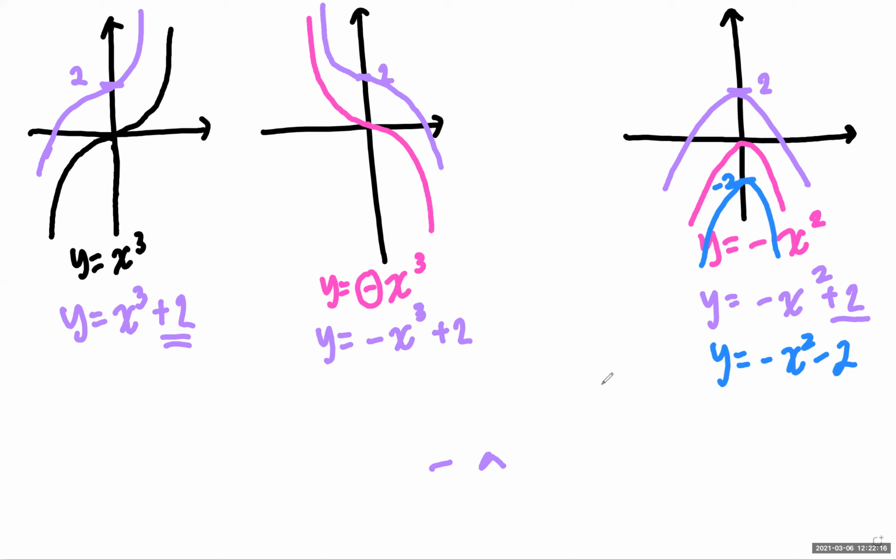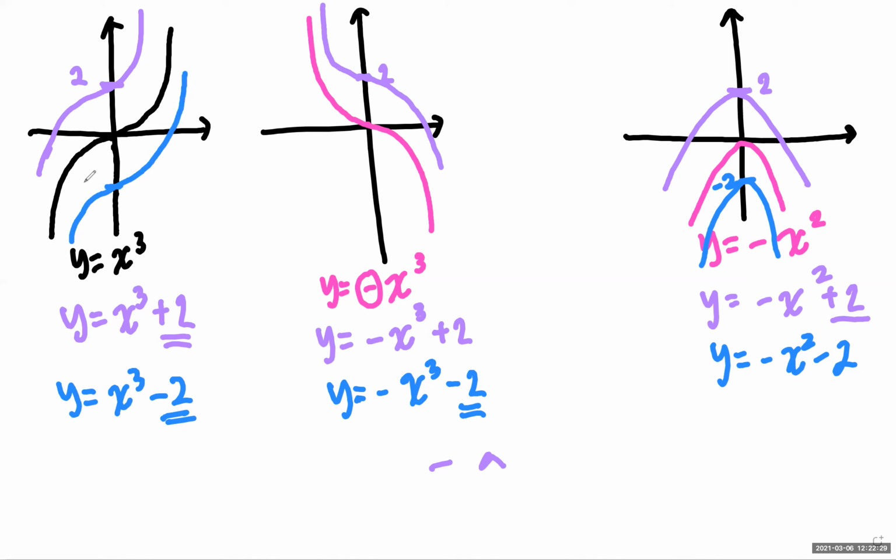Next, let's do the blue one. We have y is equal to x cubed minus 2 and y is equal to minus x cubed minus 2. That means that right now I move the graph down by 2. So here will be minus 2. And then here will be also minus 2. The shape will be like that. Finish, done.